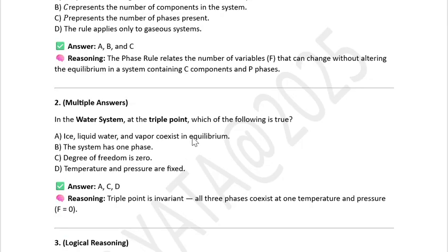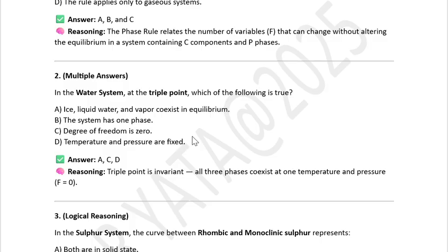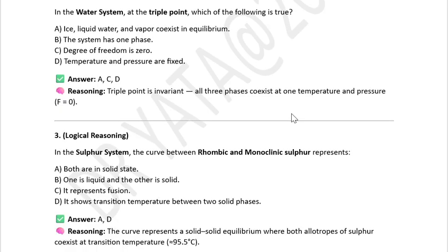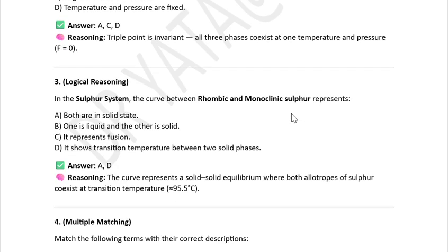In the water system, at the triple point, which of the following is true? There are four options. The answers are options A, C, D. Ice, liquid water, and vapor coexist in the equilibrium state, the degree of freedom is zero, and temperature and pressure are fixed. The triple point is invariant: all three phases coexist at one temperature and pressure, that is, F is equal to zero.